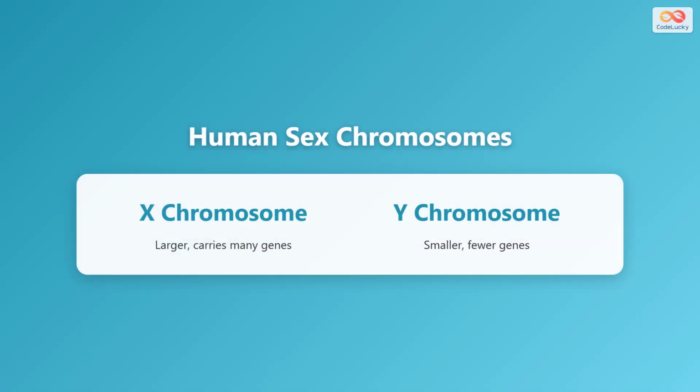Humans have two types of sex chromosomes, X and Y. The X chromosome is much larger and contains hundreds of genes that control various traits and functions in the body. The Y chromosome, on the other hand, is significantly smaller and carries far fewer genes. Its primary role is determining male sex characteristics.